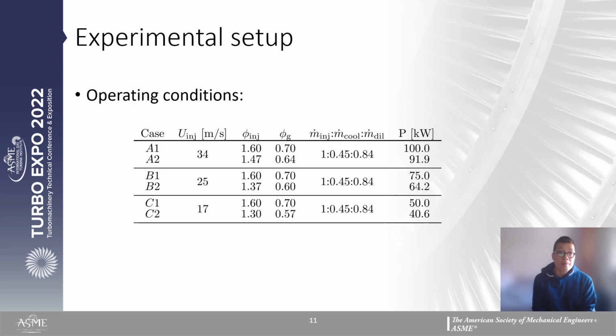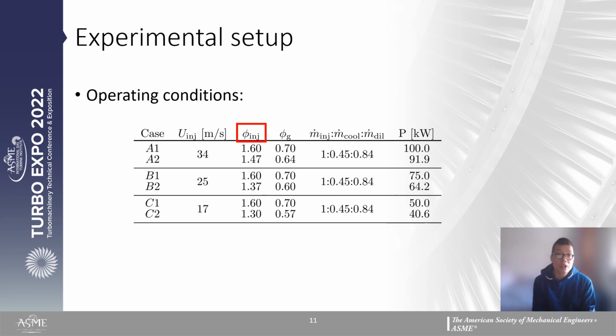And this table summarizes the operating conditions in this study. Bulk velocities, U injector, are varied, and so are the equivalence ratios. As mentioned earlier, we have phi injector, which refers to the equivalence ratio of the injector prior to quenching, and so is much richer than 1. And phi G, G for global equivalence ratio after quenching, which is of course much leaner.